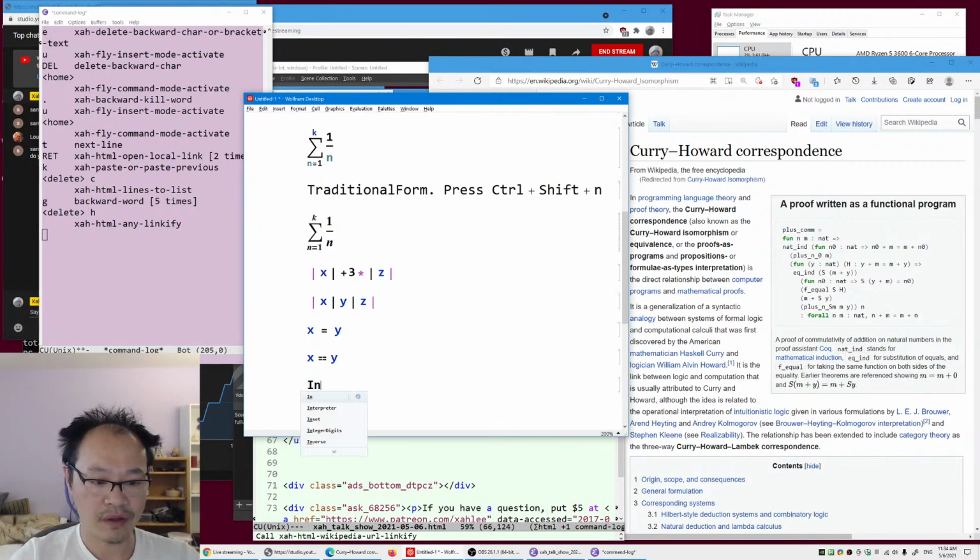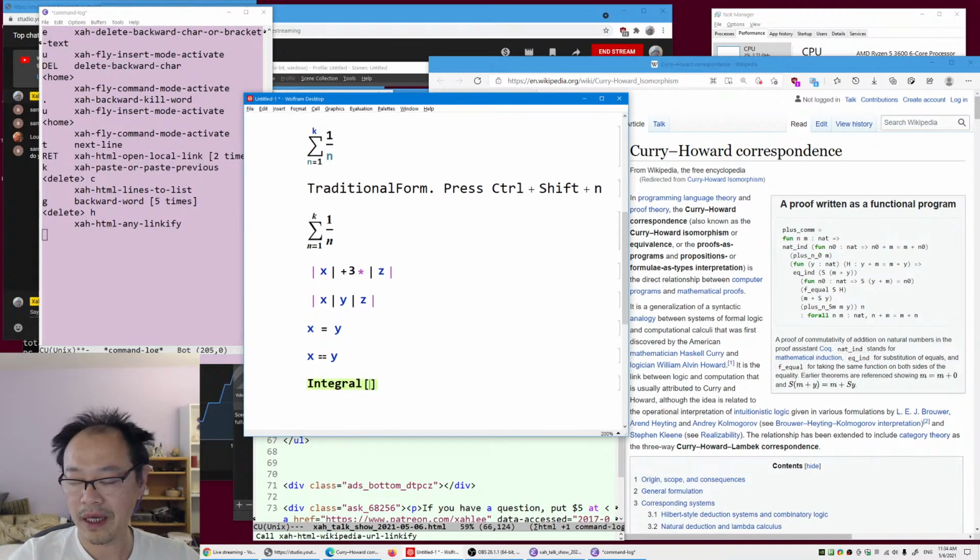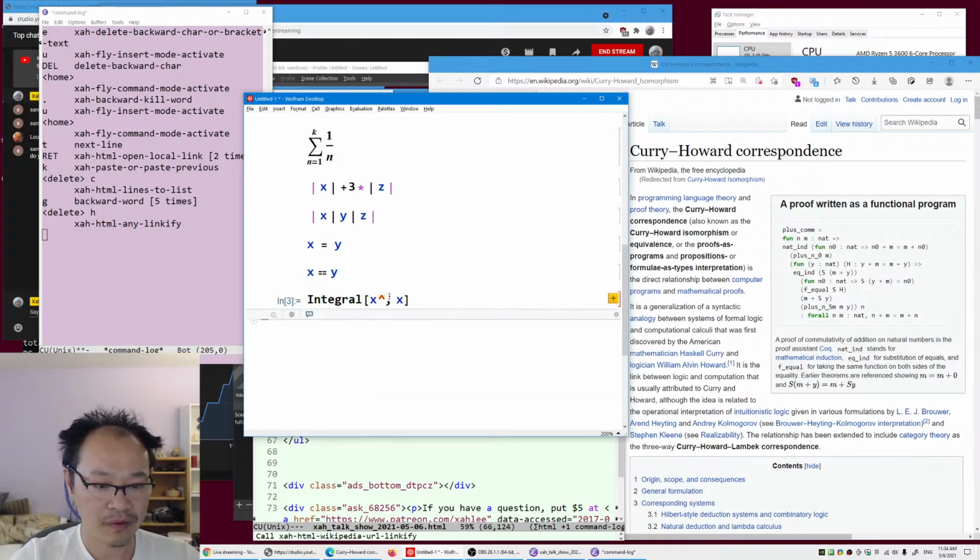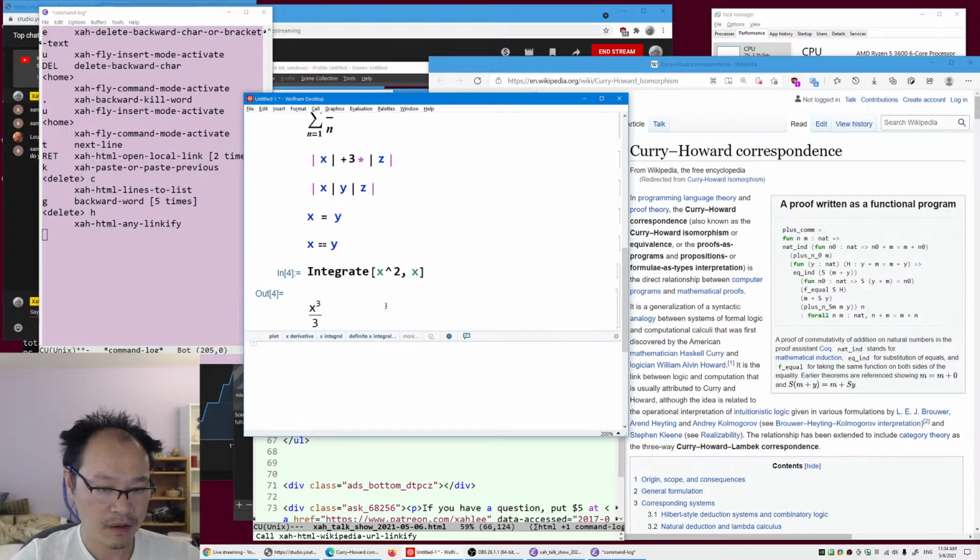let's do an integral. Let's say x squared, with respect to x. Evaluate that. Okay, we got it wrong, a syntax error. Not Integral, Integrate. Evaluate that. So you integrate x squared, and the result is x to the third power over 3 plus a constant.